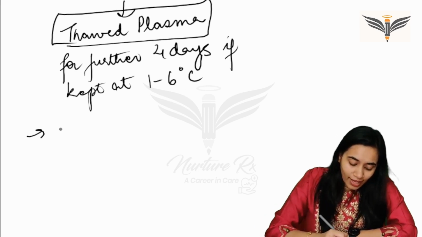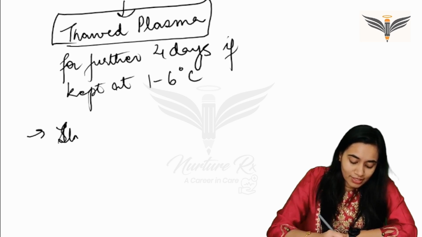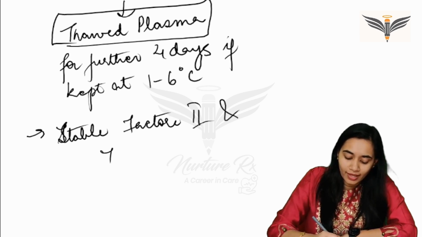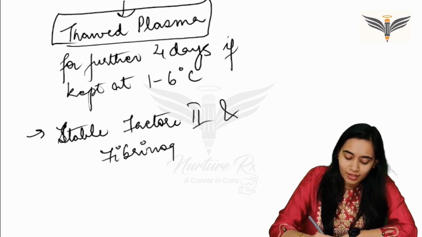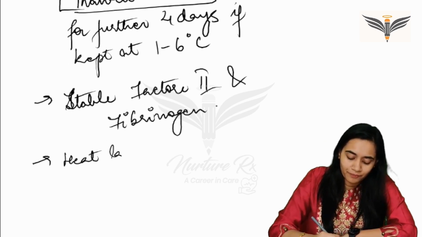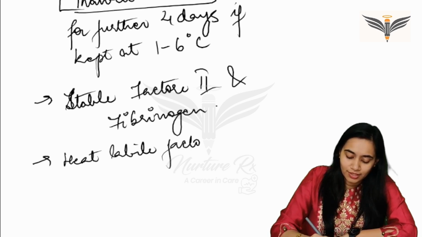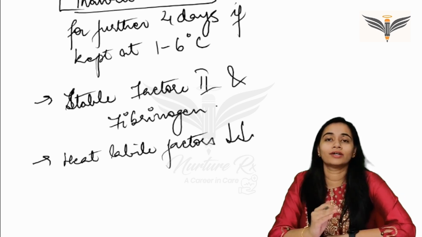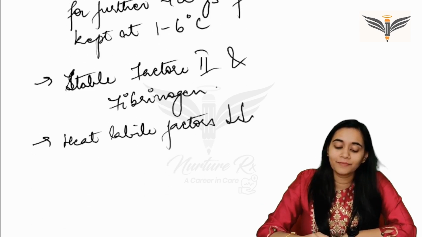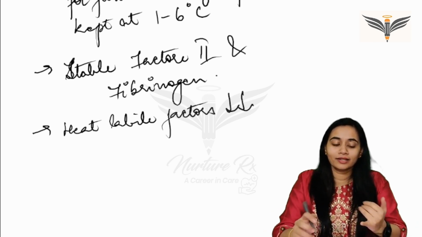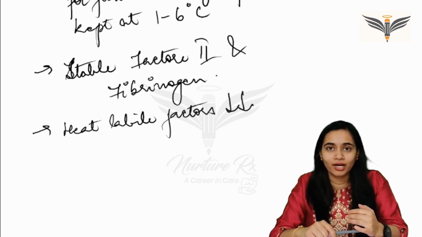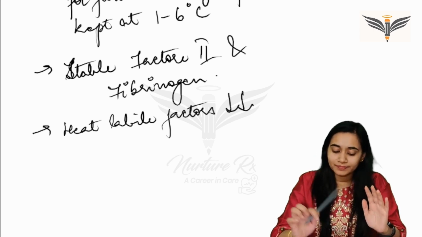Again, it will have the factors which are stable. The stable factor 2 and fibrinogen can be in the usual amounts, but the other heat labile factors are going to be reduced. This you have to remember. Once the plasma is thawed, the heat labile factors are reduced in concentration, right? So now we know all three types of plasma that are required. We know the FFP, we know PF24, and if both of them are thawed for more than 24 hours, it becomes the thawed plasma. Right?